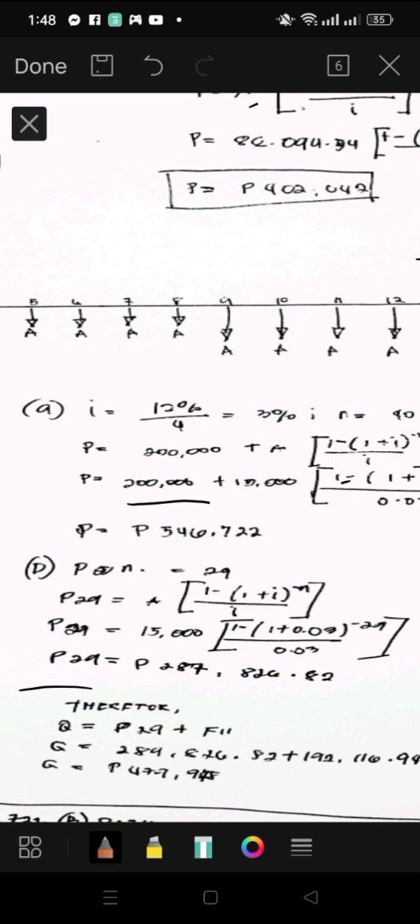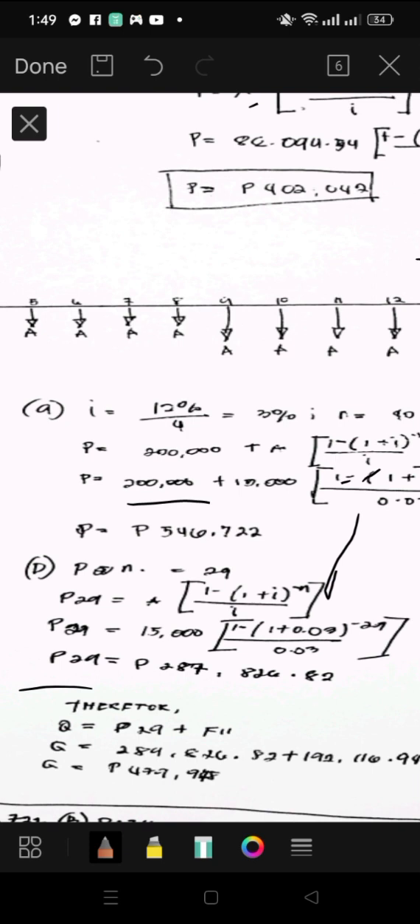So the next is F11, which is equal to A, quantity of (1 plus i) raised to the power of n plus 1, minus 1, over i. So substitute this: A is 15,000, quantity of (1 plus 0.03) raised to the power of 9 (at the 11th payment), minus 1, over 0.03, which is 192,116.94.